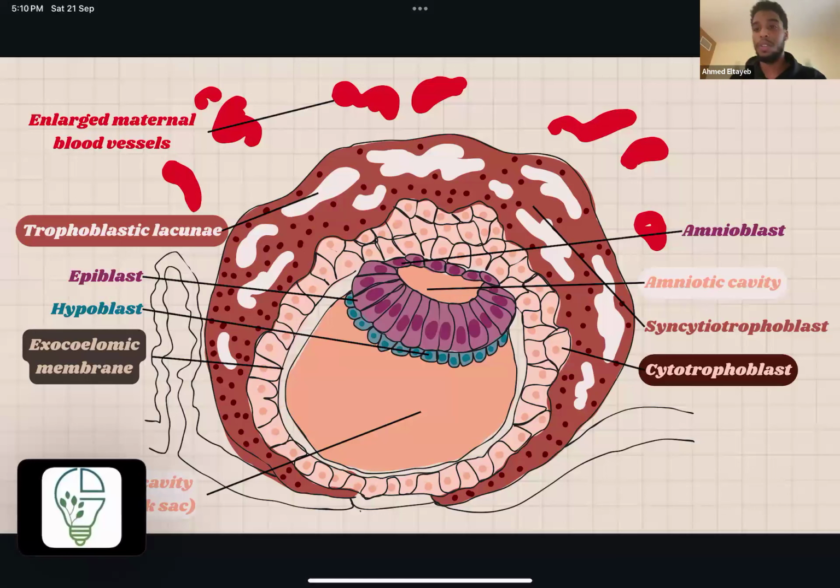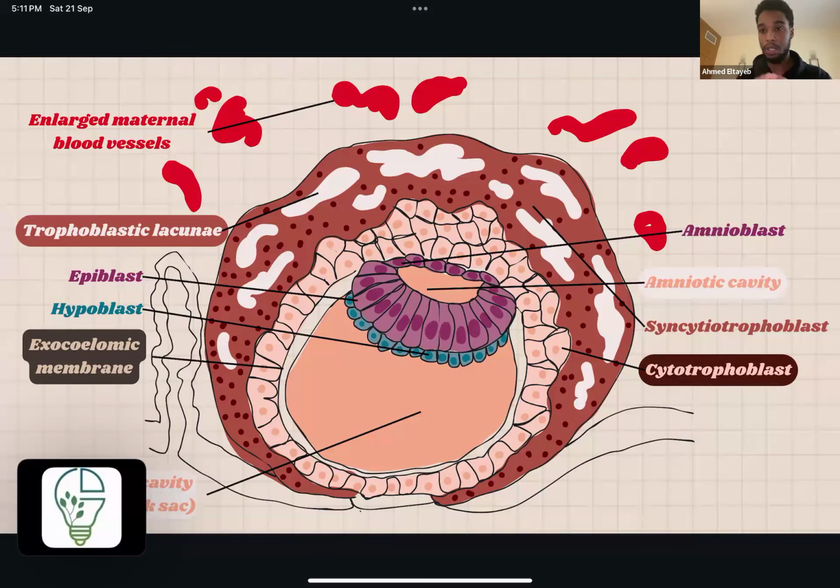Okay. So, on day 9, we start seeing significant proliferation of the cytotrophoblast, okay? At the embryonic pole. The cytotrophoblast, you can see there's more layers here. Before it was single layered, now you can see more layers. These layers start to push into the syncytial trophoblast, and the syncytial trophoblast becomes bigger itself, okay?